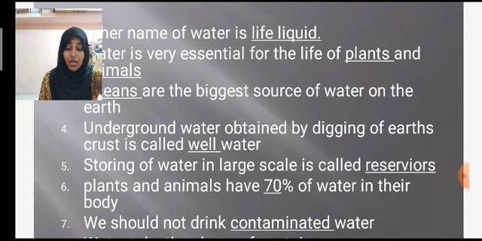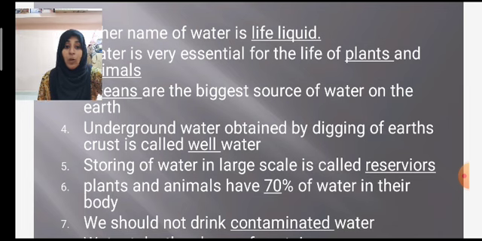Next, fill up the blank. Storing of water on a large scale is called a reservoir. I'll tell you one example. On a large scale, we store water in the dams, for the production of hydroelectricity or for agriculture purposes.